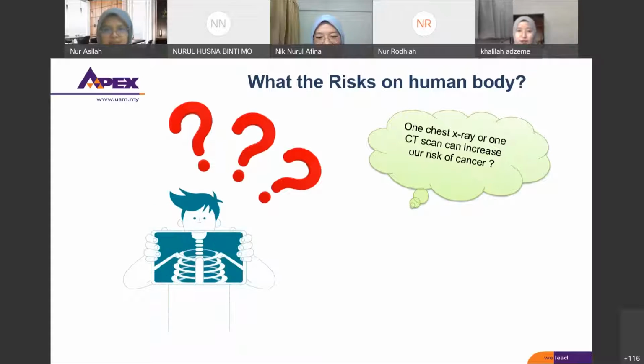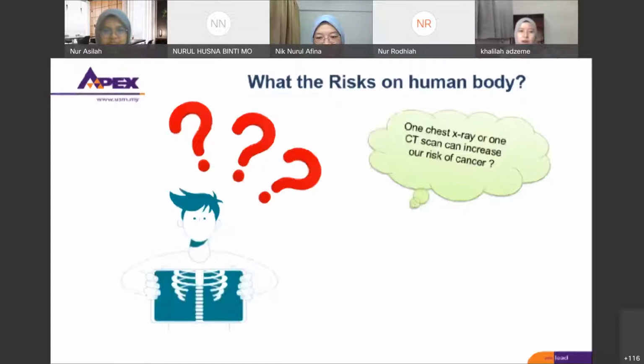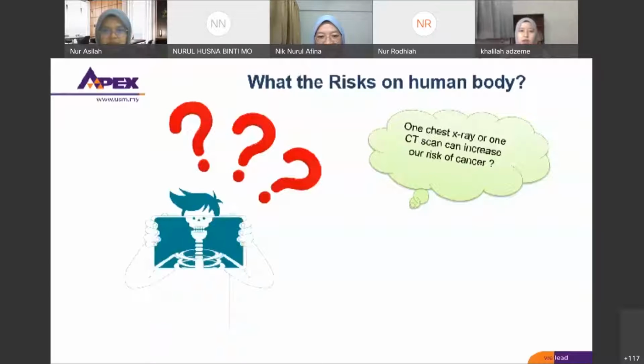Okay, so let me explain about the radiation hazard scale and the effect of radiation first.